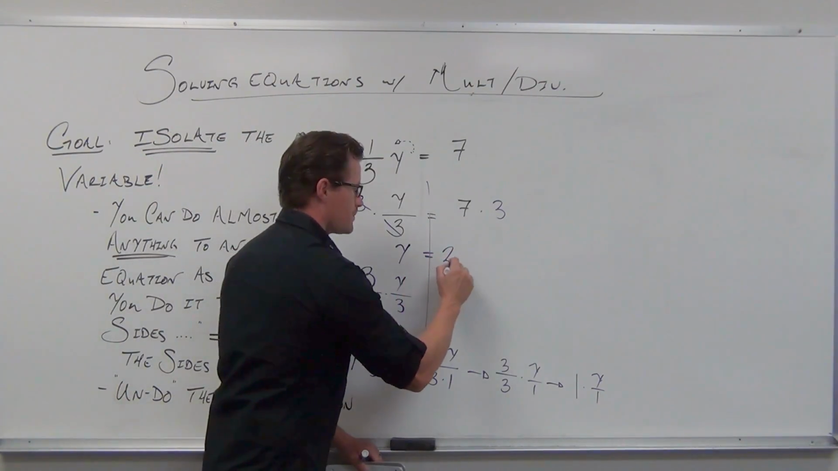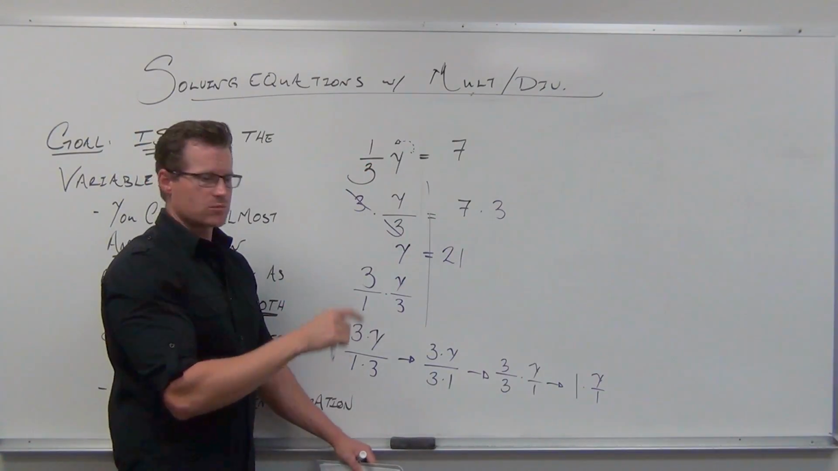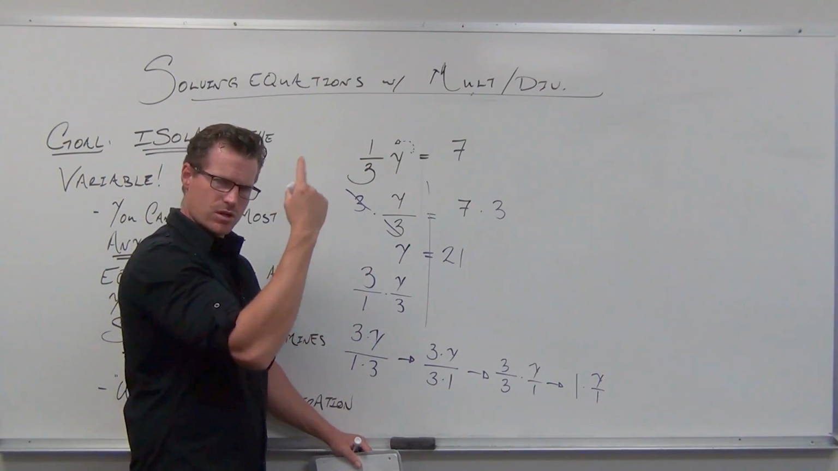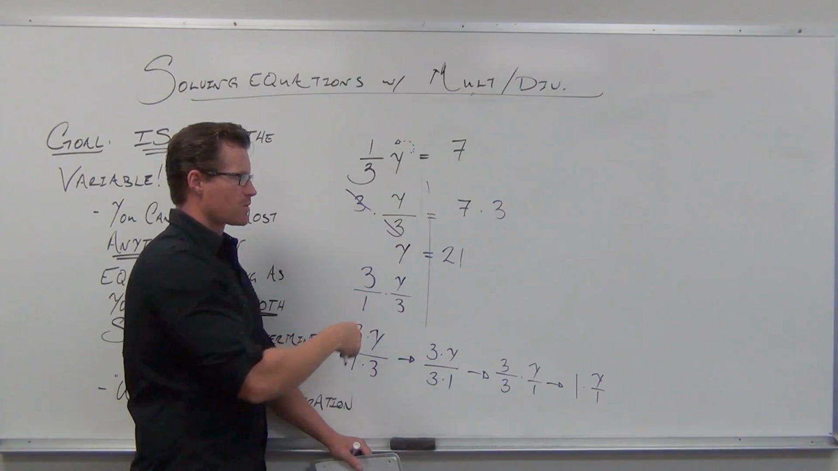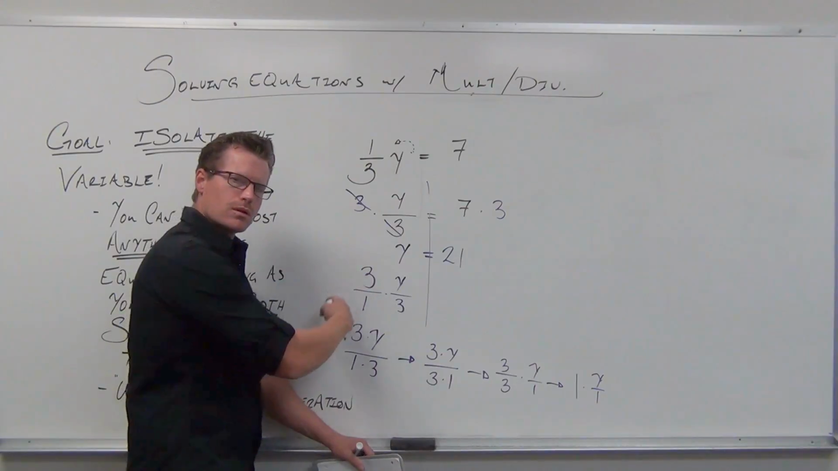On the right-hand side, it's just playing along. 7 times 3, you get 21, and you can check it. 1/3 times 21, try it in your calculator, or do it in your head. Or 21 divided by 3, either way you're going to get 7. That's the correct answer. But this is important. This is why it works.